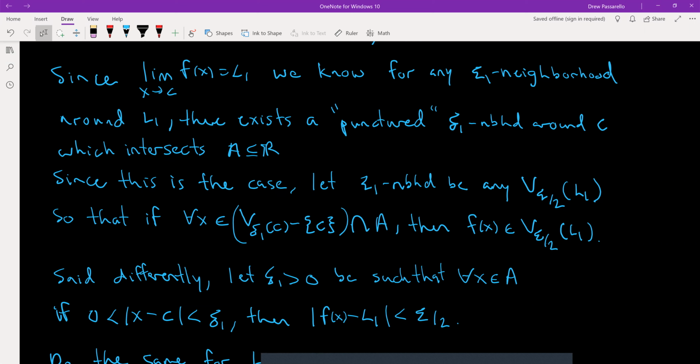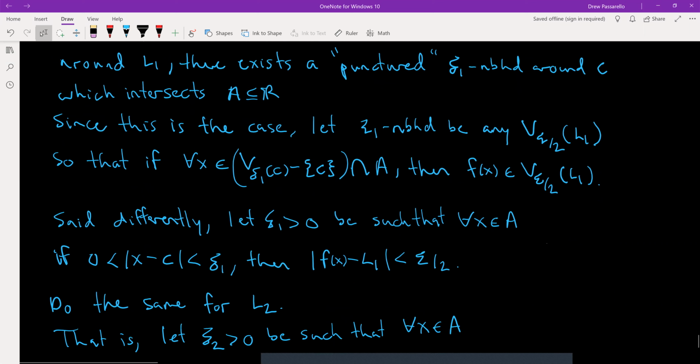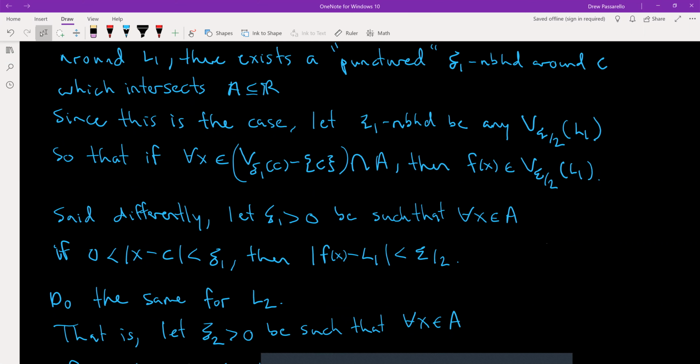So said differently, let delta 1 be such that for all x in A, if we have 0 less than the absolute value of the difference of x minus c less than delta 1, then we have the absolute value of f of x minus L1 less than epsilon over 2. All right, so that's using the fact that we know that limit x approaches c of f of x equals L1. We're just using the limit definition for that.